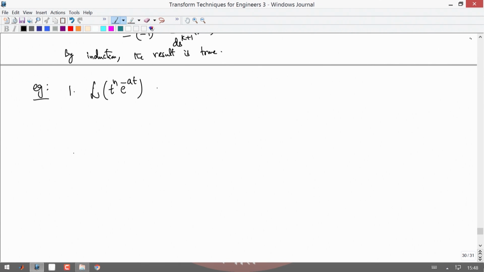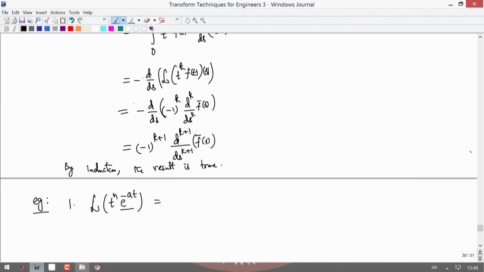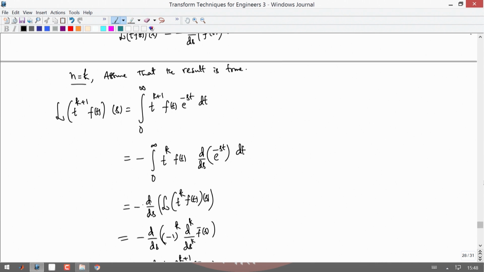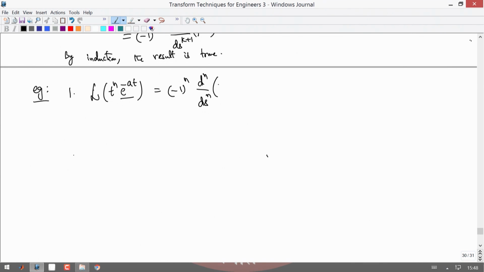What is this one? You want to find t^n multiplying e^(-at). If you use that formula, this is going to be (-1)^n times the nth derivative with respect to s of the Laplace transform of e^(-at), which is a function of s. What is the Laplace transform of this? It is 1/(s - a).